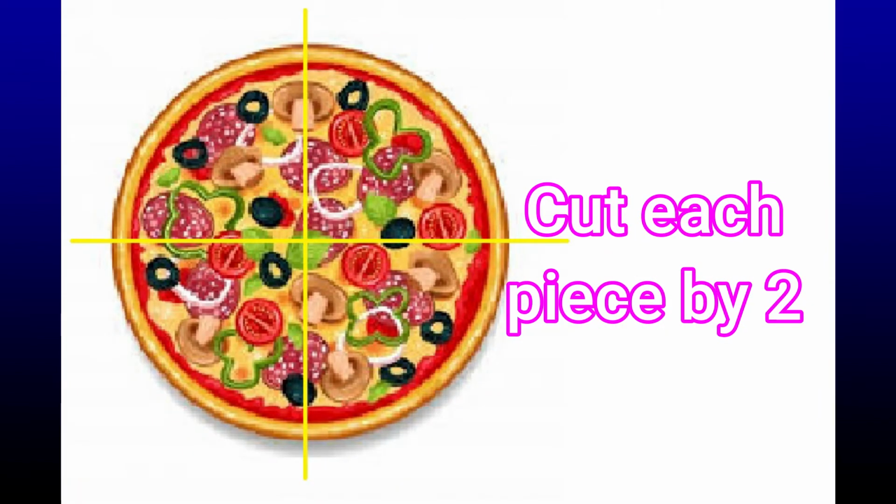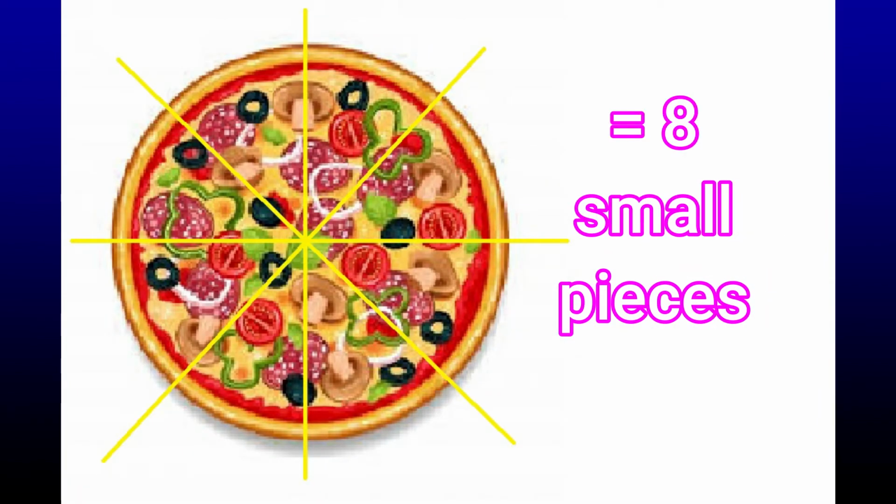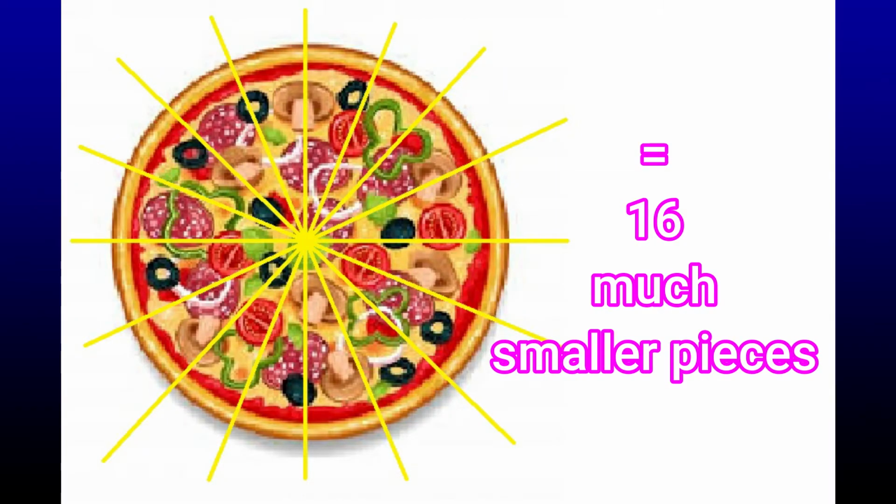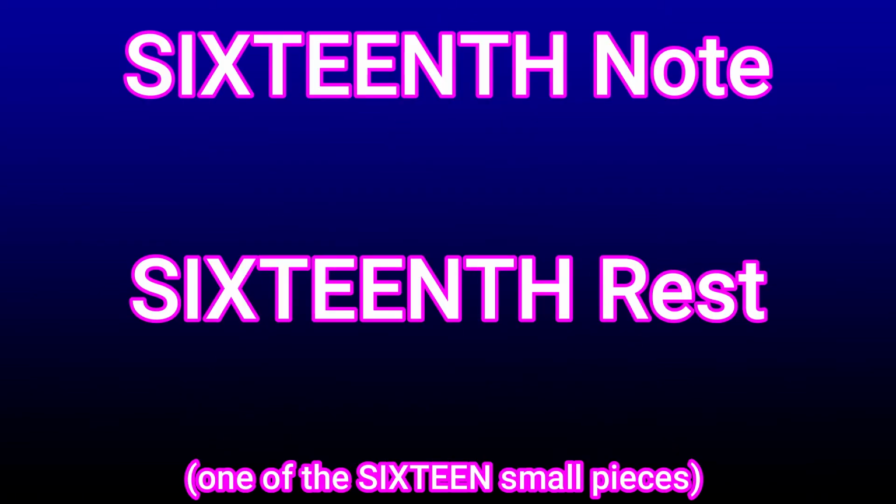Divide the 4 pieces each by 2 and we will get 8 smaller pieces. That means we now have 8 note and 8 rest. Finally, cut each of the 8 pieces to 2, and that will result to 16 much smaller pieces. With this, can you guess what are the names of our next note and rest? Yes, they are the 16th note and 16th rest.